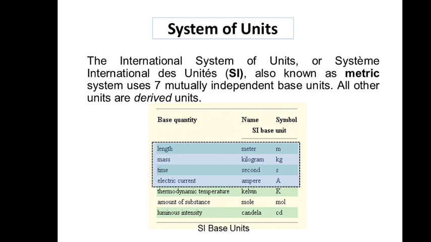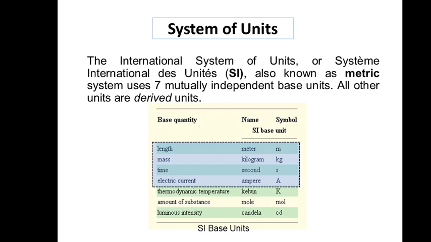So yes, you are showing the symbol. Electric current: the unit is the ampere, and the symbol is A, capital A. The remaining three: thermodynamic temperature, kelvin, with symbol capital K.